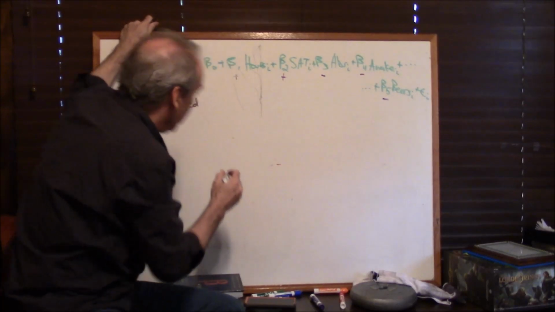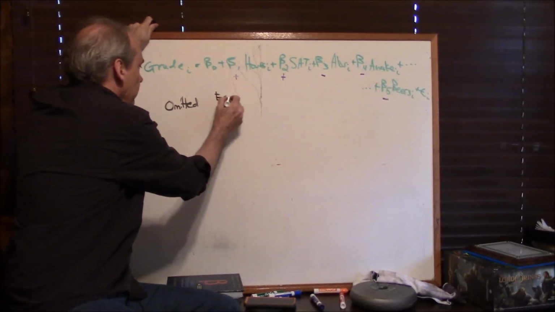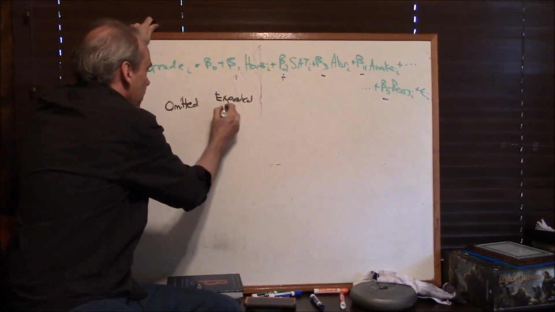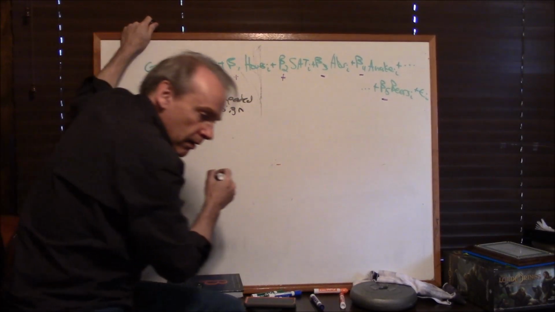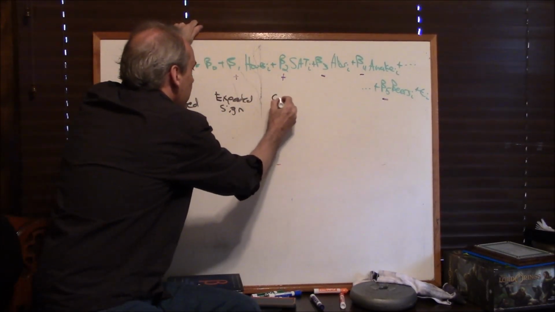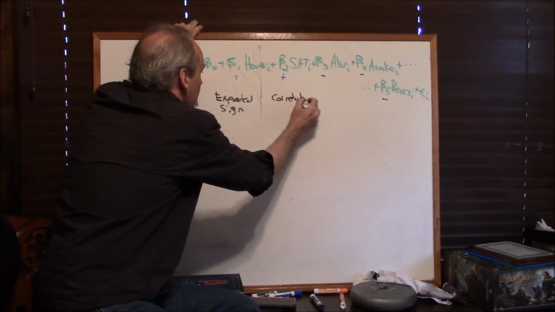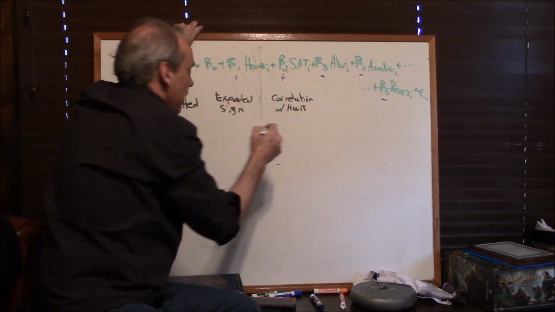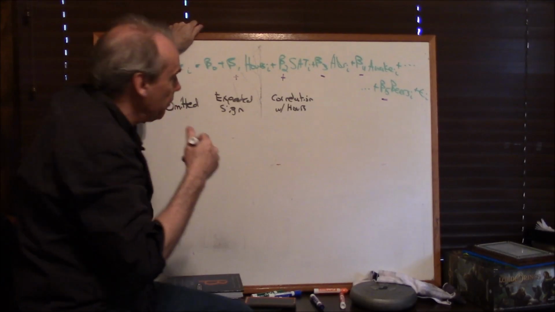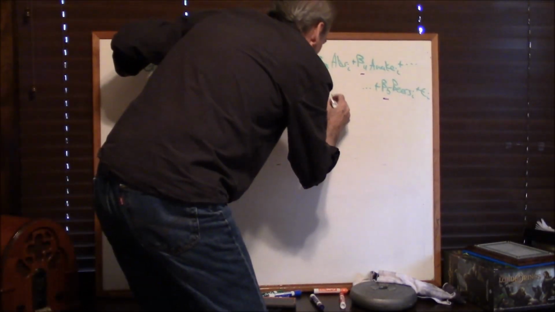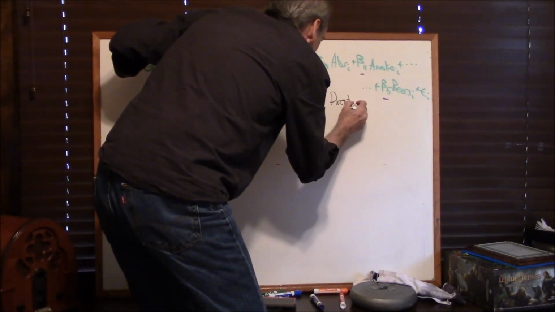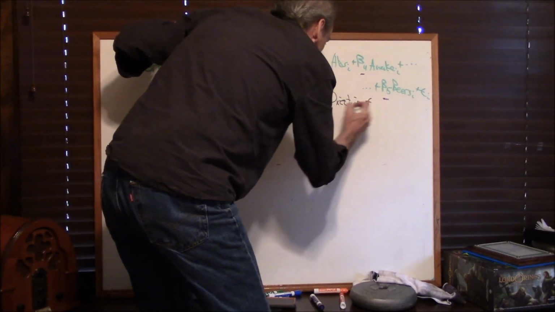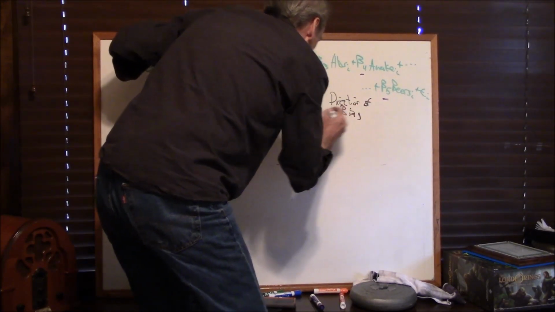Omitted, expected sign. What else have I got here? Correlation with hours, and that's going to be, we're always going to remember to include that. And direction of bias.